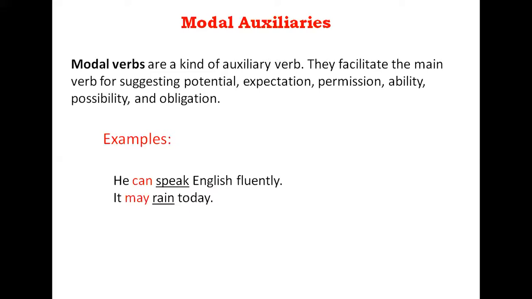He can speak English fluently. Here we are using can as a modal verb, which is helping the main verb speak. In this way, the meaning is more clear that he has the ability to speak English fluently. Similarly, in the next sentence, it may rain today. May tells us that there is possibility of rain to come. That's why we can say may is a modal verb and rain is a main verb, and may is helping the main verb to determine its meaning.